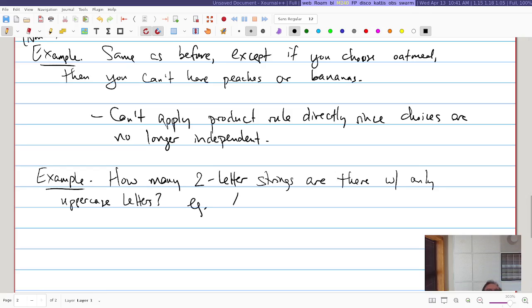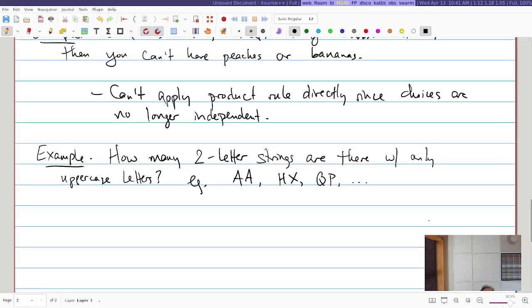Right, so for example, AA would be such a thing, or HX would be one, or QB, etc. So what do y'all think? How many total 2-letter strings would there be that I could make? I don't know. Are we only limited by the alphabet? Yeah, you can only use capital letters A through Z. Okay. Jason?